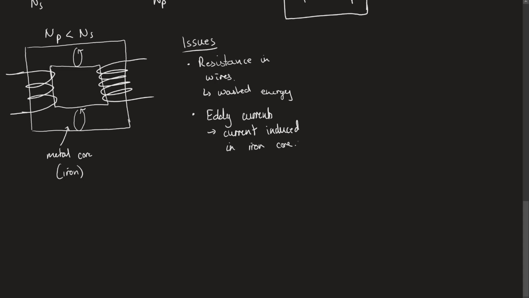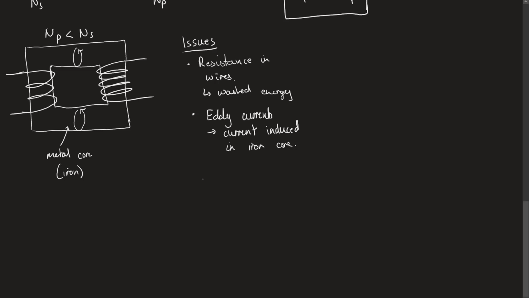Okay, now if there's a current induced, that must have been due to an EMF that has been induced there. And if we're now inducing EMFs in the metal core, that then leads to us losing energy, because that energy that we've used to induce that EMF could have been used to go onto the secondary coil. This again leads to a waste in energy, and this is another problem.